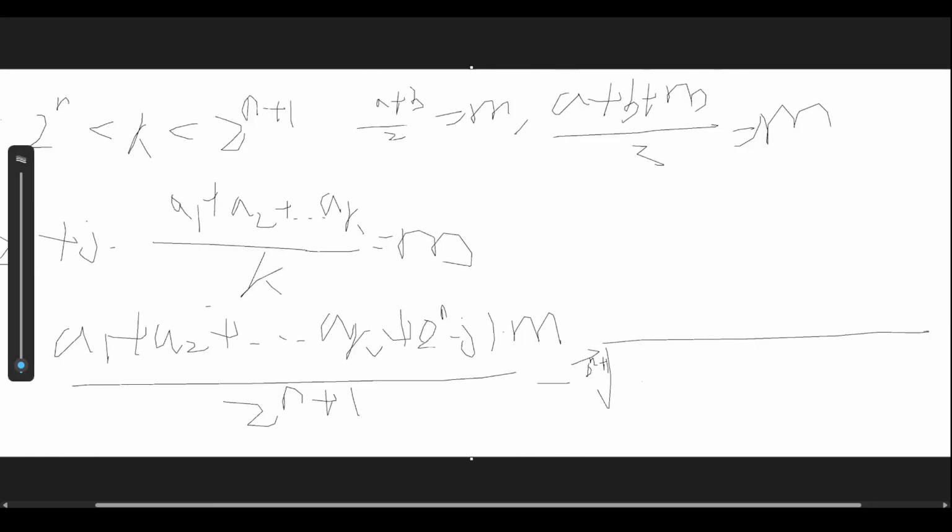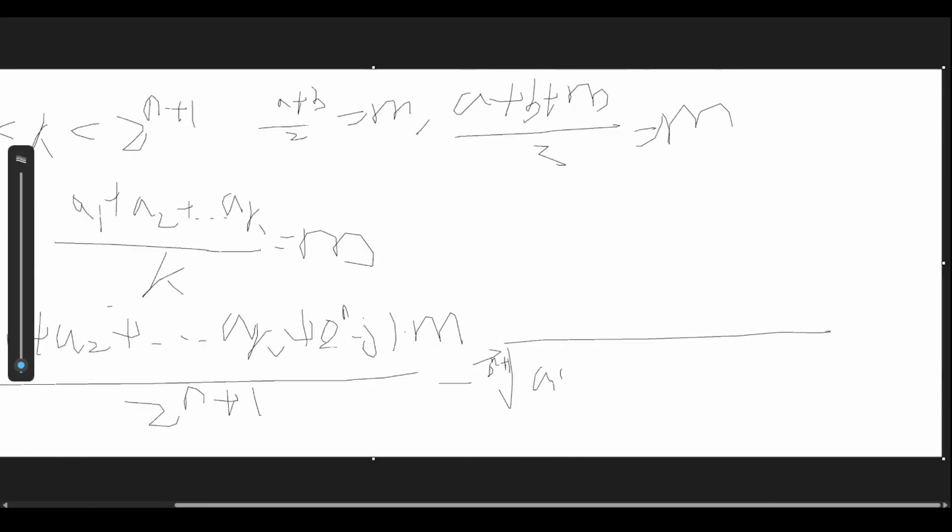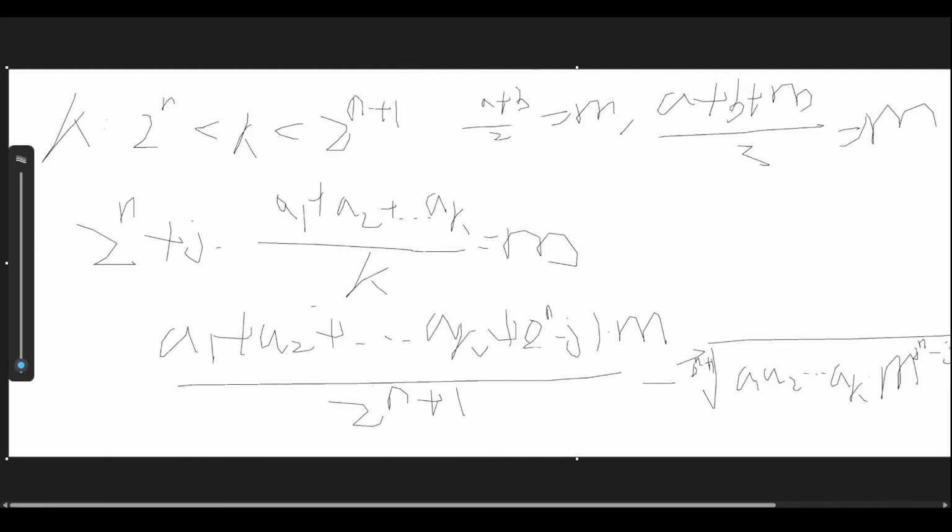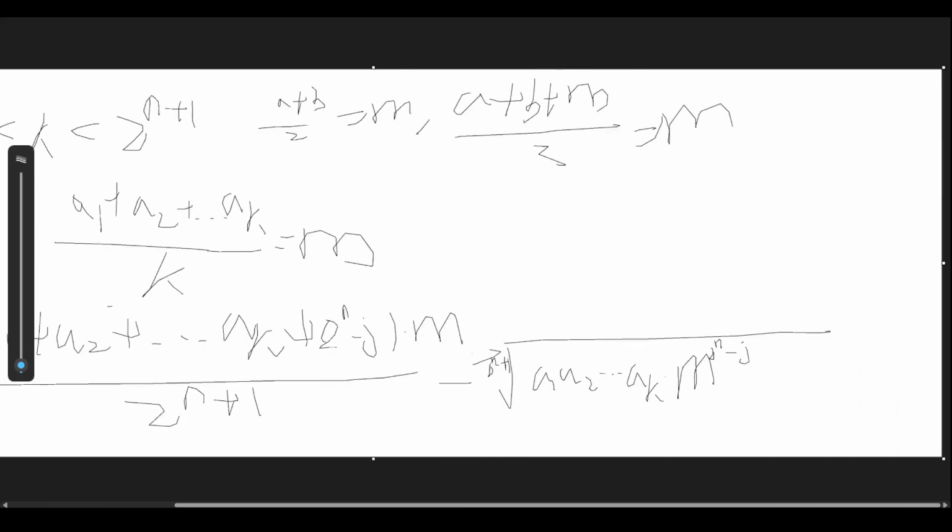and then this thing is going to be a1, a2, dot dot dot, ak times m to the 2 to the n minus j, right? And then this thing is pretty nice because this thing here is equal to m actually. So that is saying that m is greater than this thing, right?